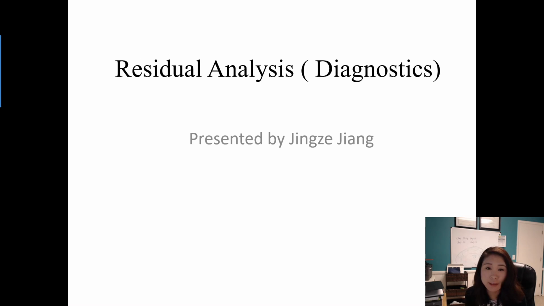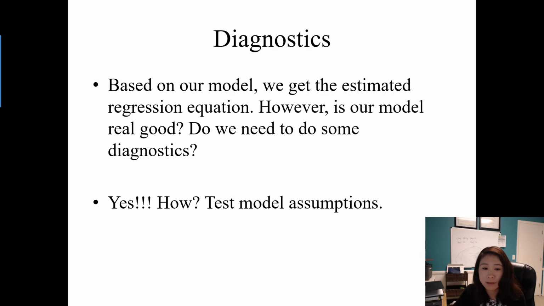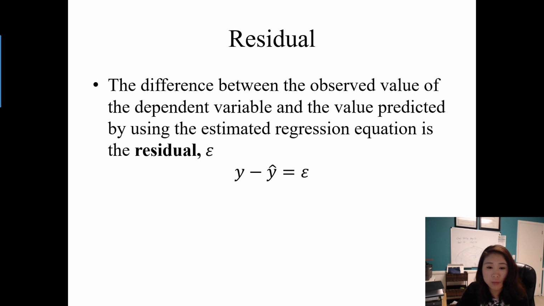First of all, let's look at what assumptions are imposed on our regression model. In order to understand the assumptions imposed on the regression model, let's look at a very important definition, because most of the assumptions are imposed on a special statistic. This statistic is called a residual. What is a residual? The residual is the difference between the observed value of the dependent variable and the value predicted by using the estimated regression equation. That is called the residual.